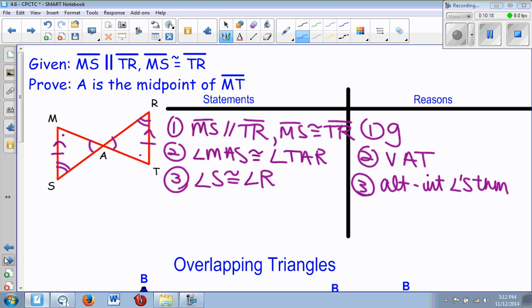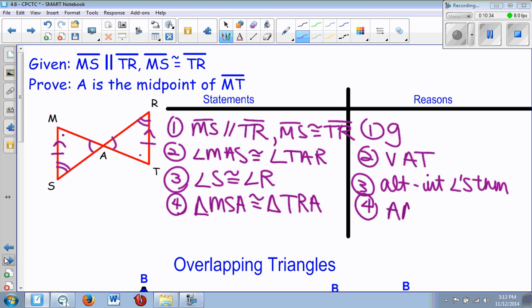Once you've proven that you've got those three congruencies, we can state that I have congruent triangles, triangle MSA and triangle TRA. And they are congruent because I have two pairs of angles and a non-included side. That would be the reason: angle, angle, side, AAS.